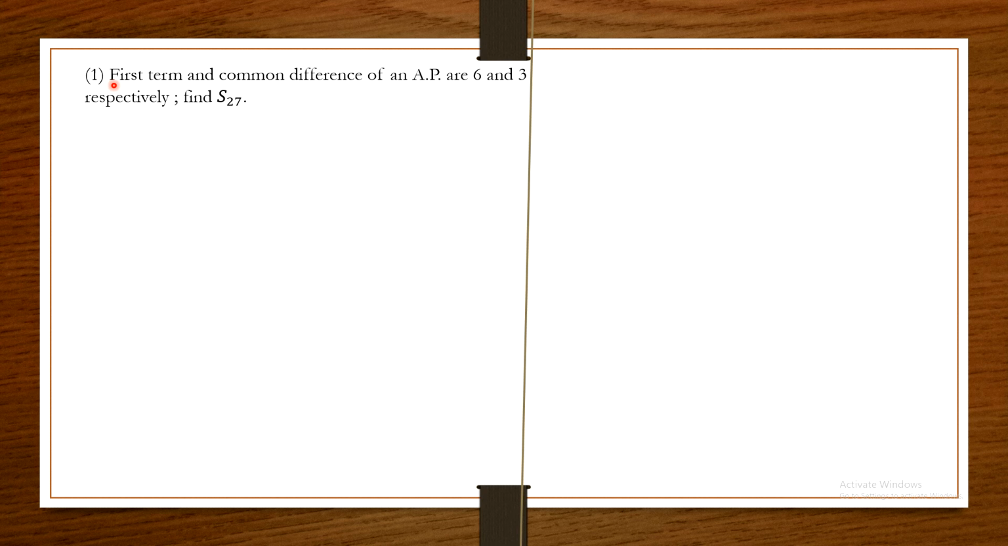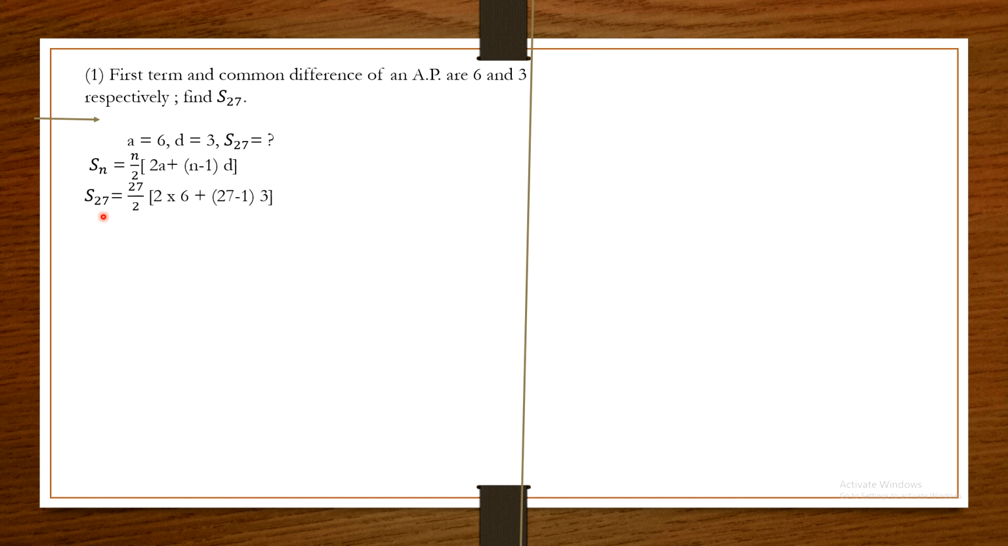First example: the first term and common difference of an AP are given as 6 and 3 respectively. We have to find S27. That means we are given a equal to 6, d equal to 3, and we have to find S27. So we use the first formula, Sn equal to n by 2 into (2a plus (n minus 1)d). We have to find S27, so put the value of n as 27.